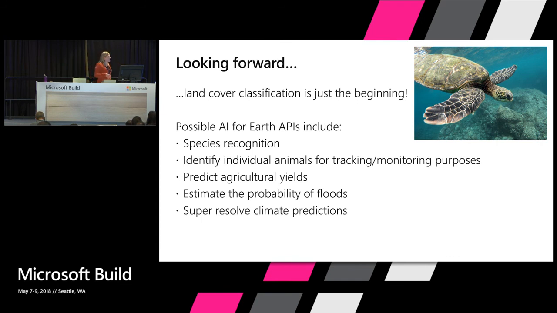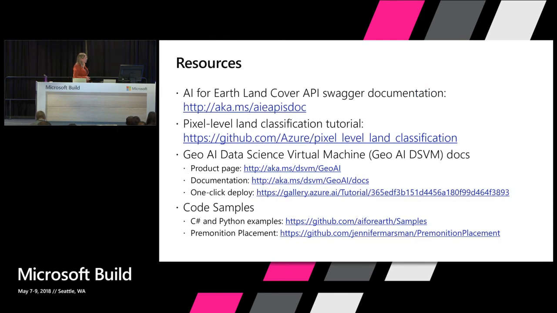So you can think about things like species recognition, being able to recognize various animals within a shot, identifying individual animals, so not just this is a specific kind of animal, but this is animal 5217, if you're tracking animals and monitoring their movement on a conservancy or something. Being able to predict agricultural yields, estimate floods, do climate simulations. All of these things are possible. So we have a lot of really exciting, really fun work to do.